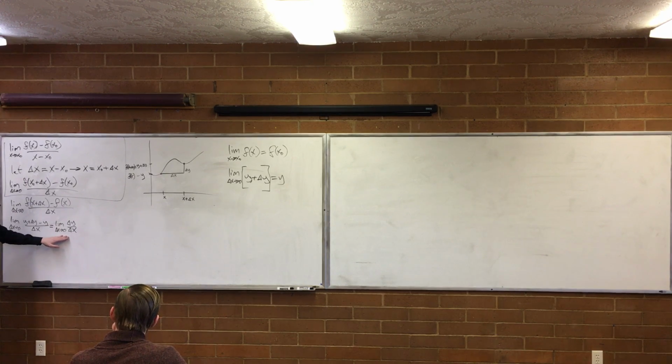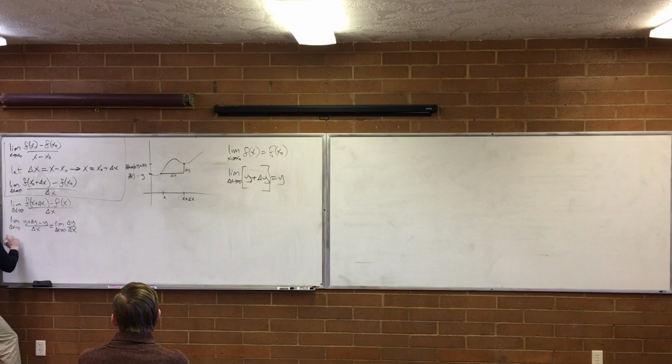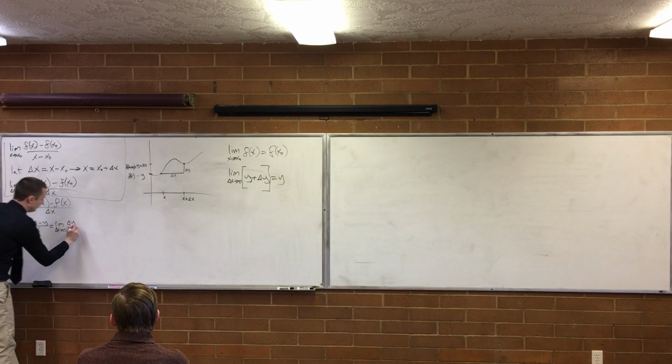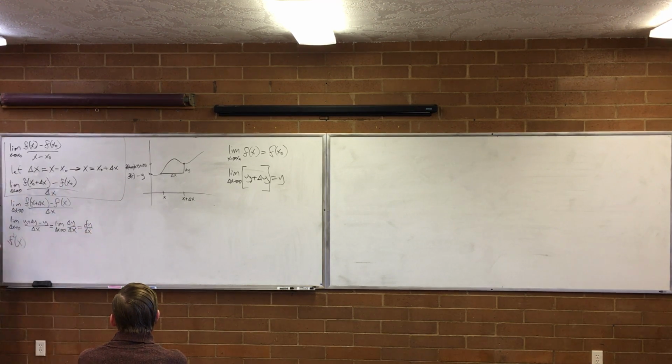Now remember what we called this in our other notation. What did we call the derivative? We called it f prime of x. That's Newton notation. Leibniz notation is we're going to call this dy dx. The limit as delta x goes to 0 of delta y over delta x is dy dx. And the way that we often read this is the derivative of y with respect to x.